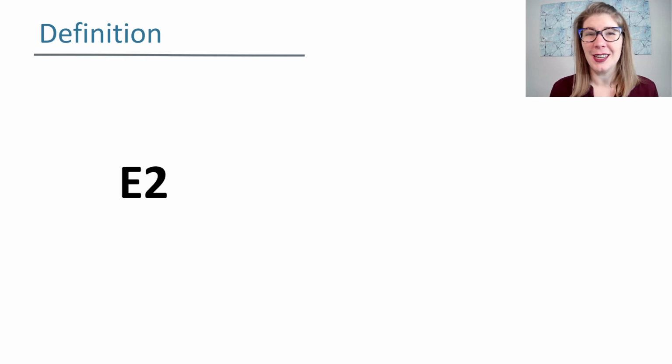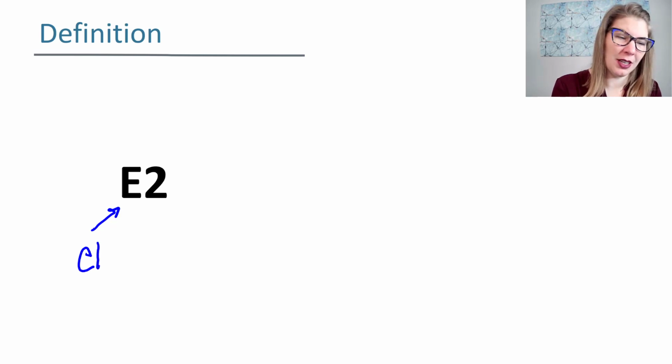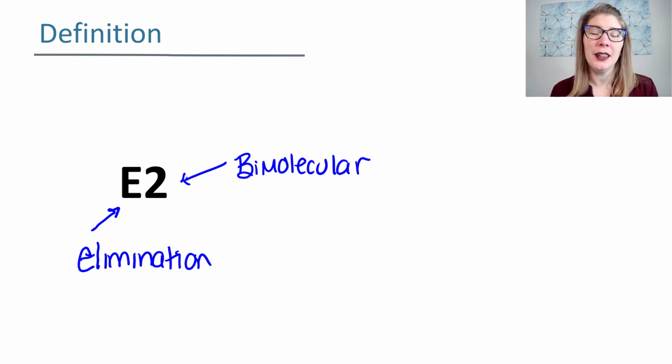When we're considering an E2 reaction, let's just remind ourselves what the E and the 2 mean. The E means elimination. Elimination means that we're removing a proton, so a hydrogen without its electrons, as well as a leaving group. So the E stands for elimination. The 2 stands for bimolecular. Bimolecular means that there are 2 molecules involved in the rate equation, and that's what we're going to look at next.